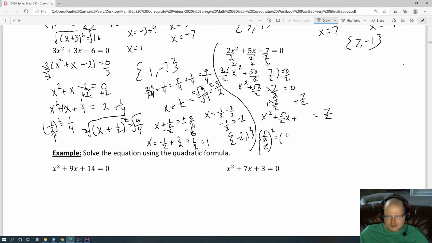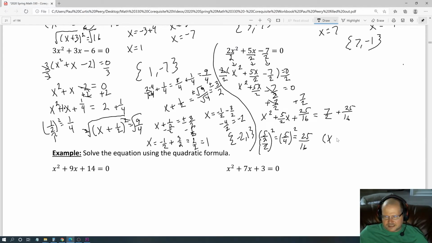This is especially bad, right? So half of 5 halves is 5 quarters, and we're going to square that, so it's going to get us 25 sixteenths. So we're going to add 25 sixteenths. Honestly, I'm thinking this might have been a typo in my workbook, but it's nice to know how to do the more difficult problems anyways. Okay, so now this fits the pattern, x squared plus 5 half x plus 25 sixteenths.